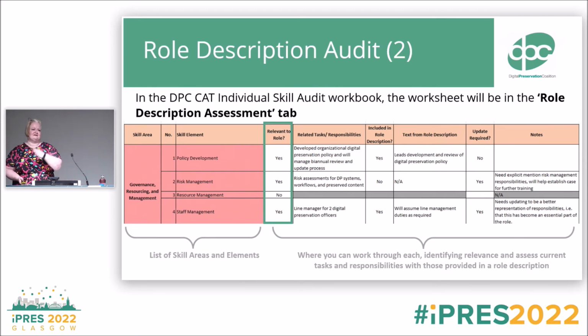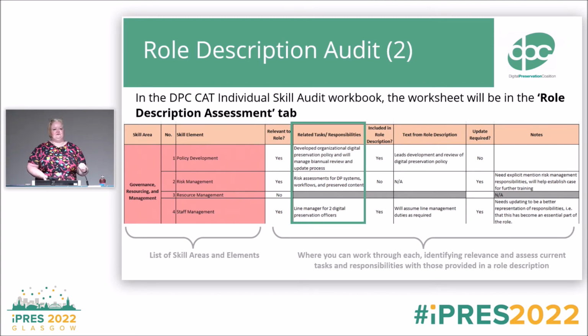And then that's going to obviously tell you whether you need to complete the rest of the boxes. Then we have a bit for actually noting down what kind of related tasks or responsibilities you currently have in relation to that skill element. So are you doing things in relation to policy development or risk management, to actually get a clear picture of what you do on a day-to-day basis for your digital preservation work?